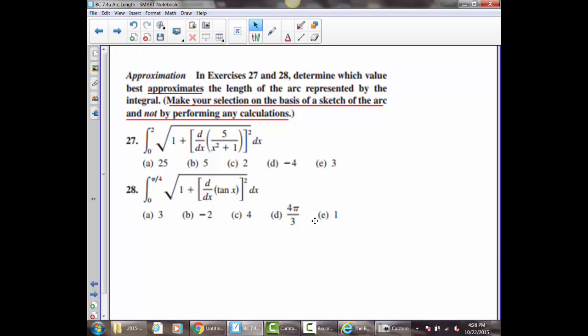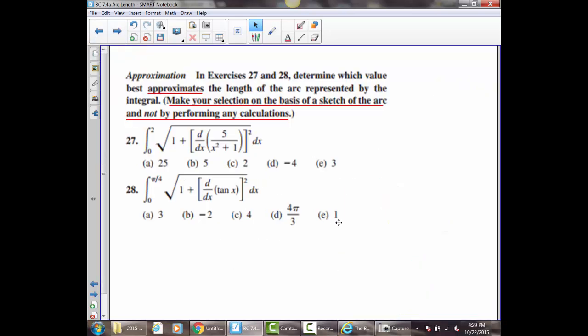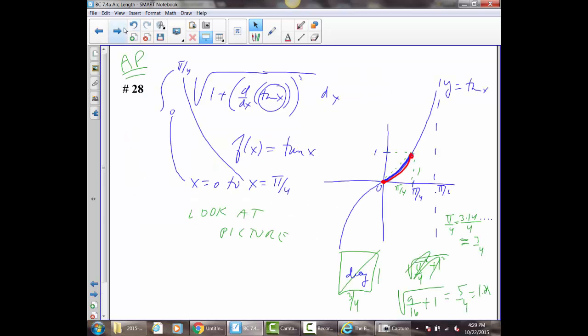So if you look at the answers, you have -2, which of course would make no sense at all. It's a length, it's positive. And what did we get? 1.25, so the closest answer would be 1. 3 is way too far away from 1.25, as is 4. And if you rounded this to 3, this is also very close to 4. Okay, so that's how we're doing that graphically.